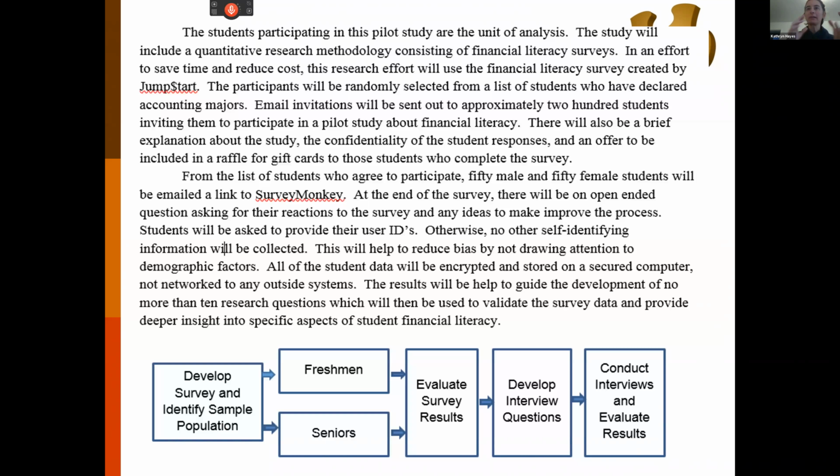It's okay if you write this up in a somewhat conversational way. The important thing is to include a lot of detail. How do you think you're going to collect this data? What are you going to do?